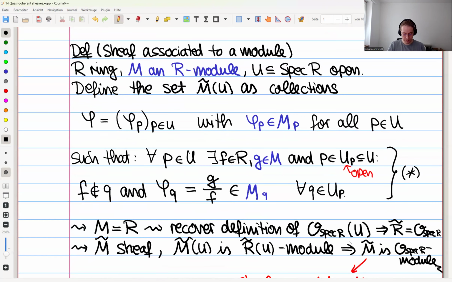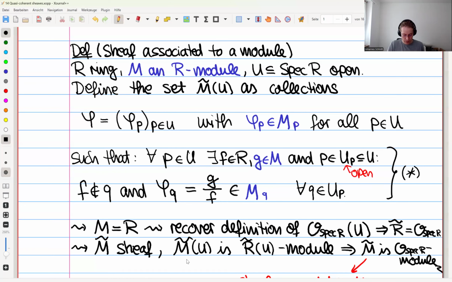More generally, the same kind of arguments that we saw before show that this here is a sheaf, and also the M tilde on any U is an R tilde on U module, right? Because if you have this collection of phi_P's, phi_P in M_P, and then you want to multiply it with a section of this, you get a collection of lambda_P's, where lambda_P is in the localization of R at P. But M_P is an R_P-module, so you can just multiply them together, kind of pointwise, like this. And then these properties just hold on the nose.